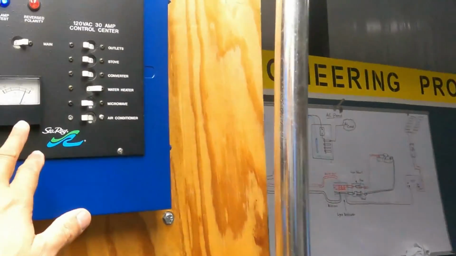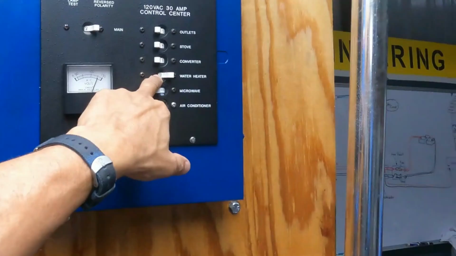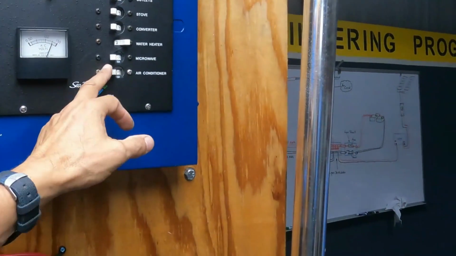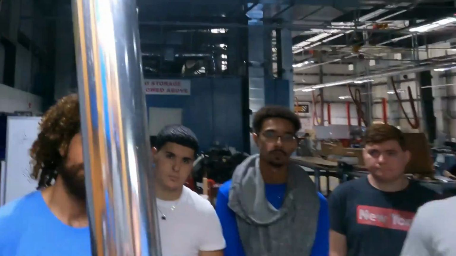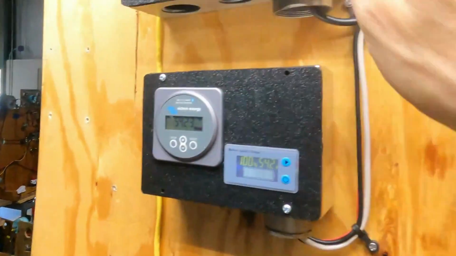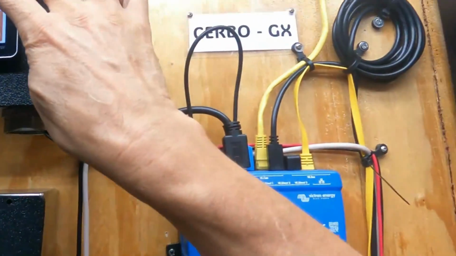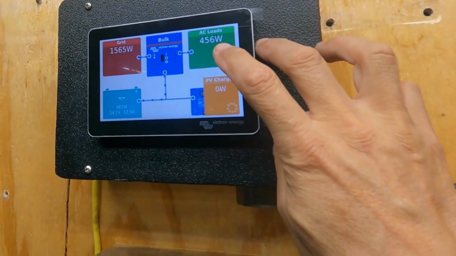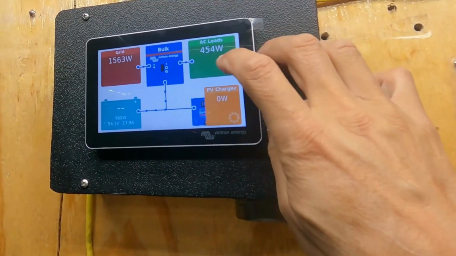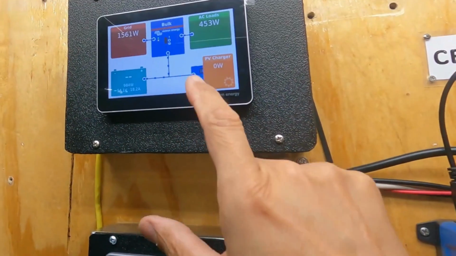All right, look at this. In this moment, in my AC panel, I have only the lights connected, but I can connect the air condition. Now the air condition unit is running. You see? It's running, and I want to see how much is the consumption. Look at this. In this moment, the consumption in the AC panel is 456 watts. And this is the configuration in this moment.